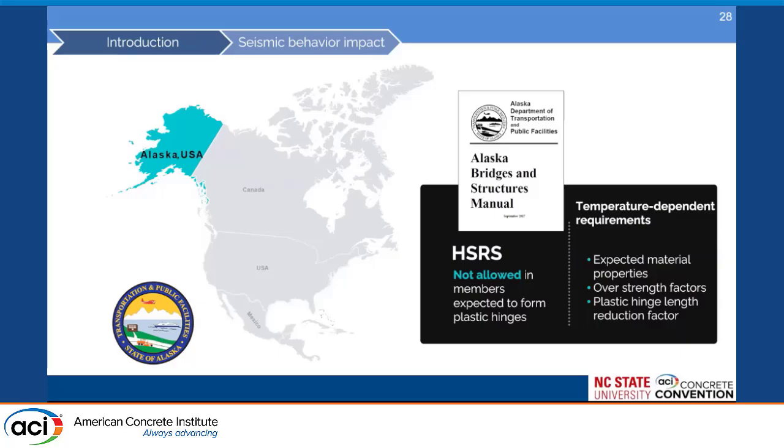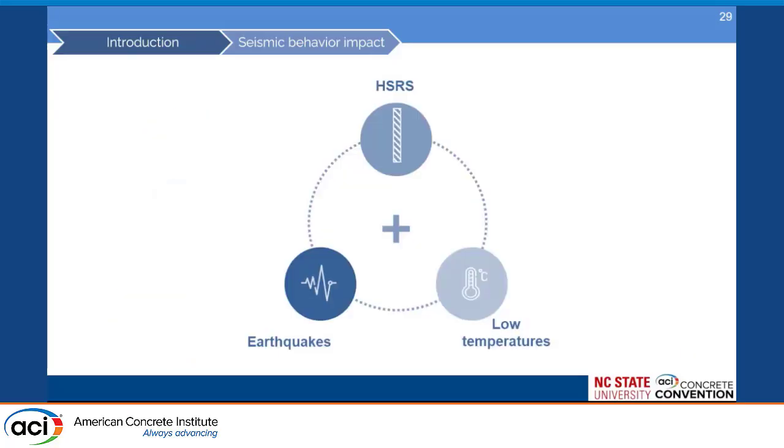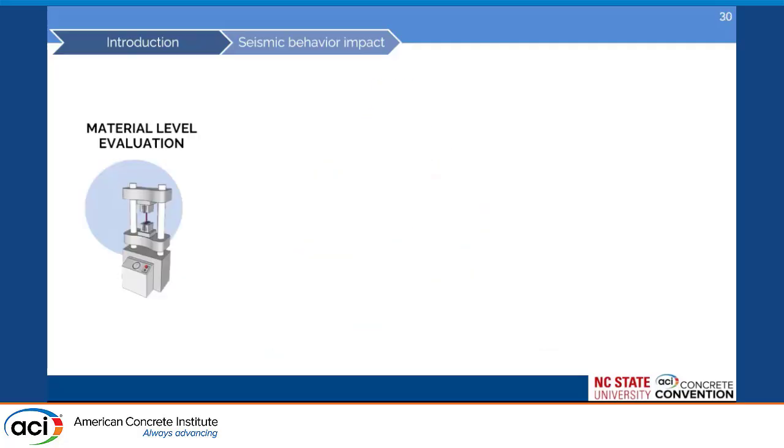There are some temperature-dependent requirements on grade 60 steel that include expected material properties, overstrength factors, and also reduction in plastic hinge length. And for my research specifically, we're looking at this combination: high-strength reinforcing steel, a material that is more susceptible to stress concentrations; low temperature, a condition that aggravates the effect of stress concentrations; and earthquakes. Well, we need a lot of deformation capacity, and I mentioned already how much these stress concentrations can affect that displacement capacity.